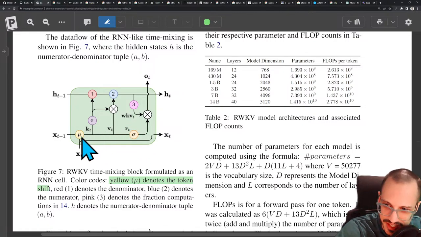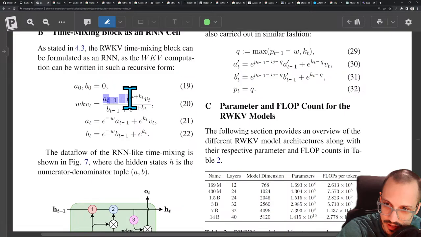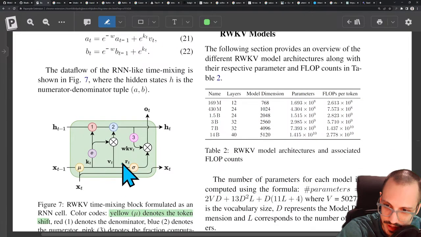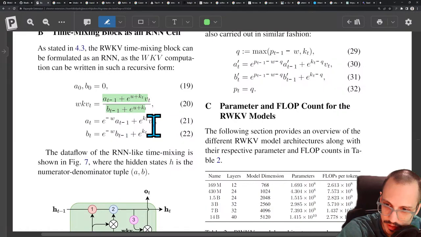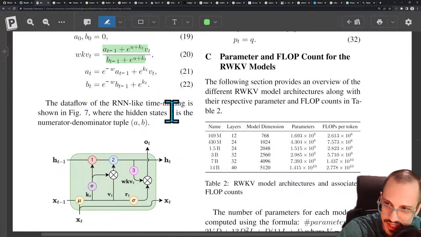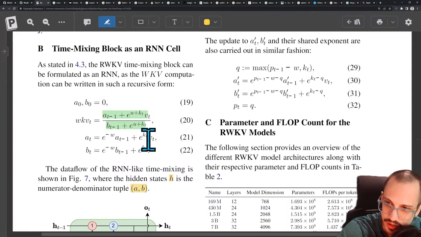All right. So you take that. You have your keys. You have your values. And you have your forget gate here. Here's your little forget gate. What is this? E? Red denotes the denominator. Blue denotes the numerator. Okay, so this is the denominator and numerator. So that's what these two are here, 1 and 2. Where the hidden state H is the numerator-denominator tuple. So H is actually two different things. H is a tuple of things. It's A and B. A_T, B_T.